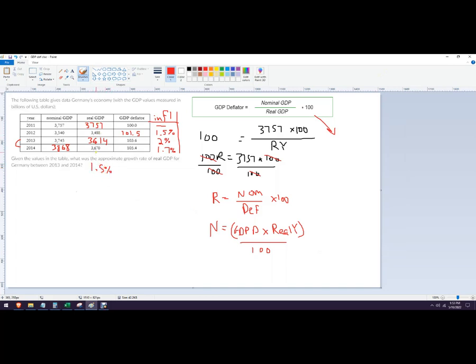You could do that for all of those, and that's how to use the GDP deflator to calculate nominal or real GDP.